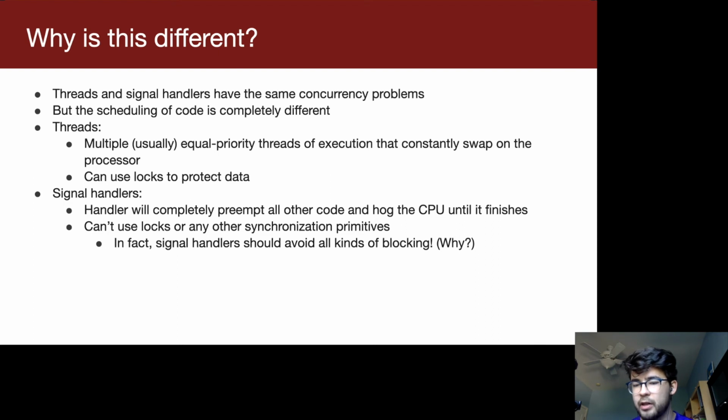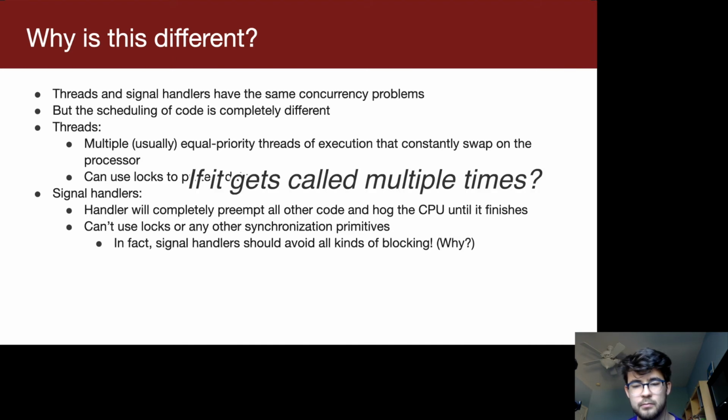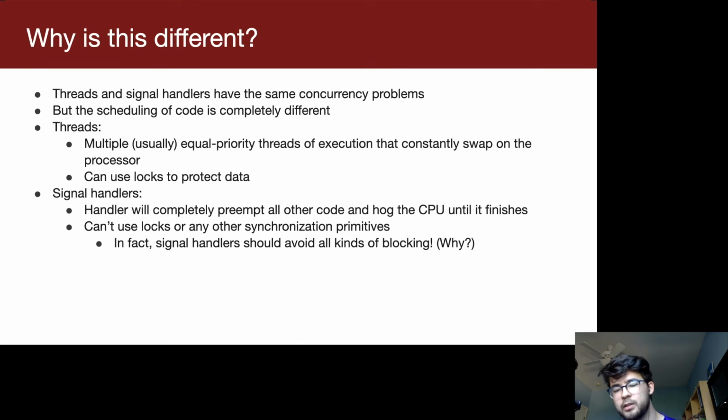Why is this important? Why should you avoid blocking inside of a signal handler? Does anyone know? It's less about getting called multiple times. I think there may have been an example in CS 110 where they called waitpid without WNOHANG in the signal handler. And what happened?